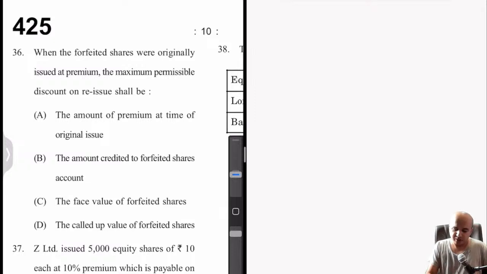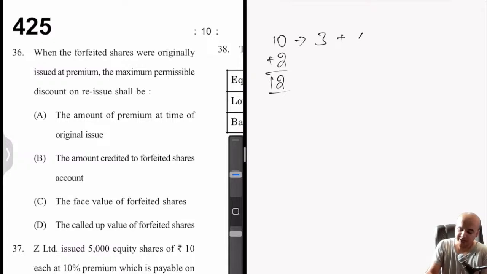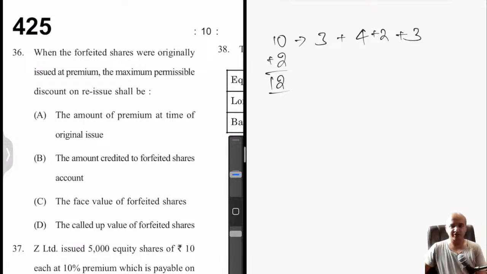Okay, so let's assume for a second that the share price is 10, plus 2 premium, so 12. Application 3, allotment is 6, 4 plus 2, then final call is 3. This is how it is structured. Now Aniket says it is option B, amount credited to forfeiture account. Again the same answer.